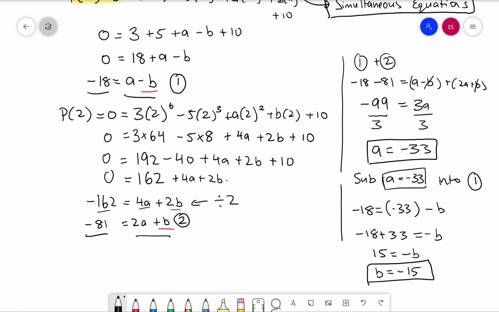And there are your two answers. a is equal to negative 33, and b is equal to negative 15.